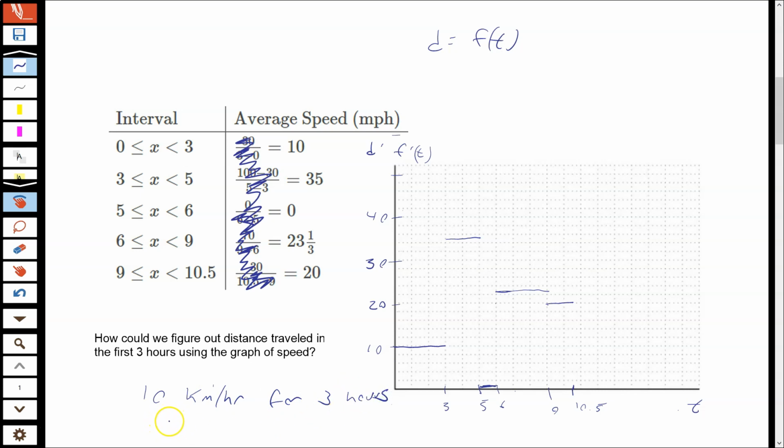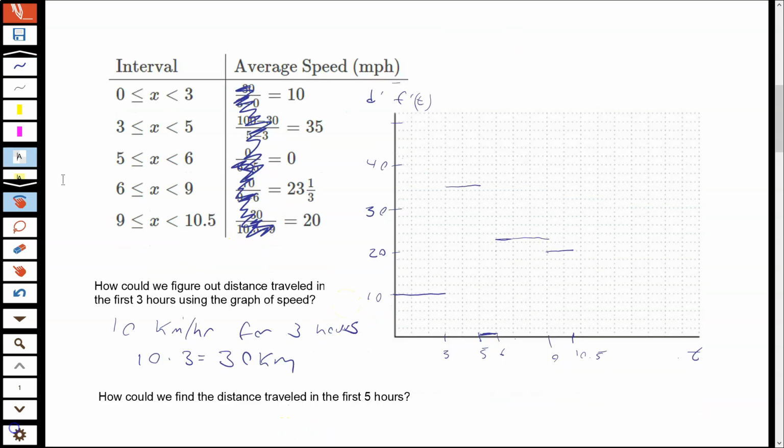So you guys know that that ends up being distance times time, right? Or sorry, rate times time gives you 30 kilometers, right? And that's what we had in the original table. Let's say I wanted to find now the distance we traveled in the first 5 hours.